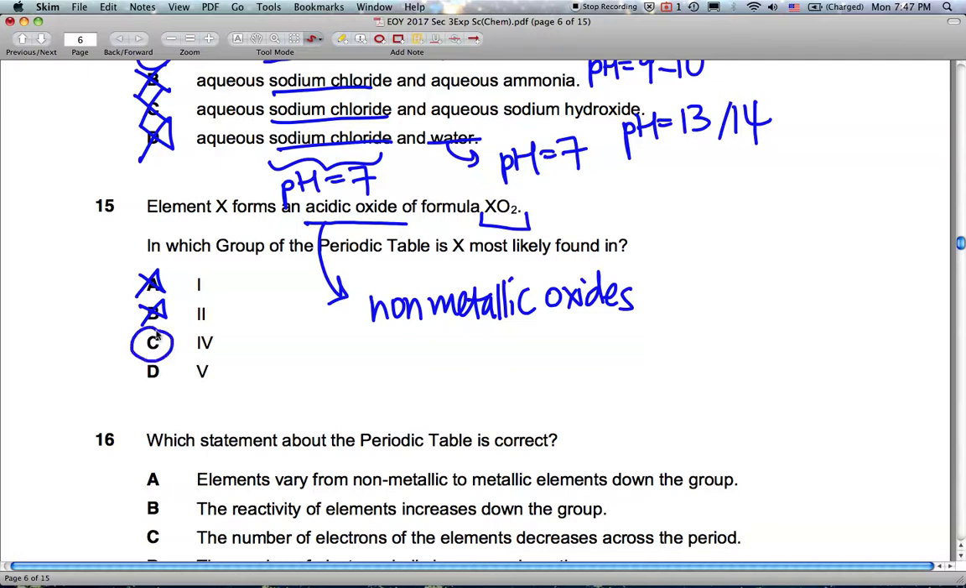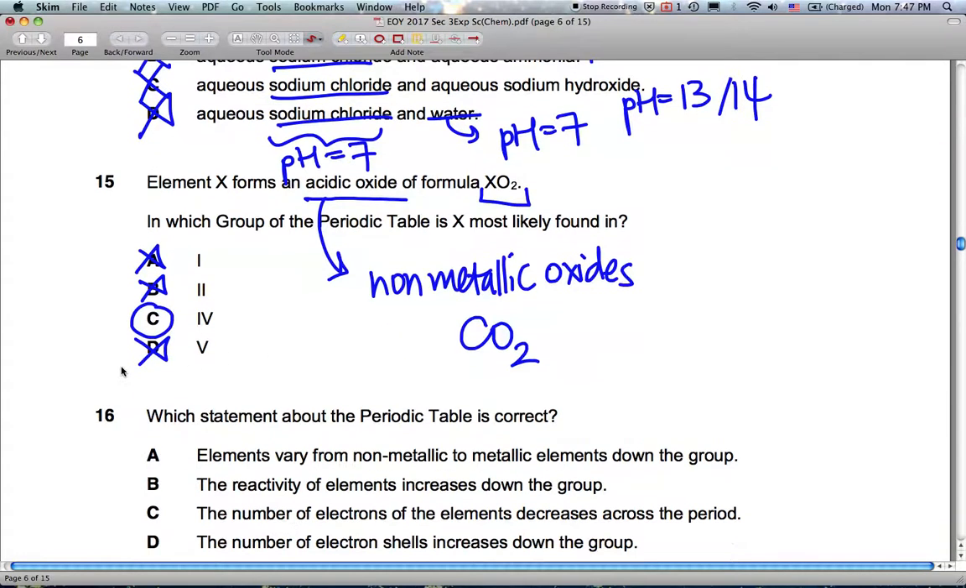C, which is group 4. So a simple example you can think of will be CO2. Carbon is the non-metal. CO2 is also an acidic oxide, and it will form this formula of XO2, right? So D is therefore out.